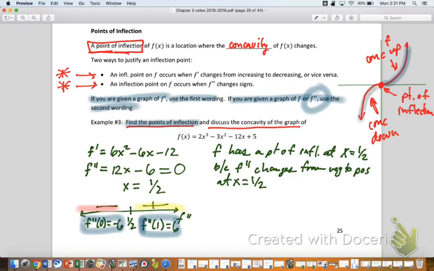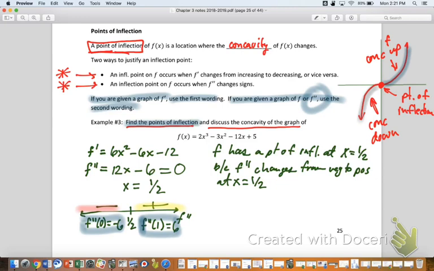So on the yellow interval, f is concave up because f double prime is positive, and if f double prime is positive, then f prime would be increasing. That last part is not necessary at all, but it is true.